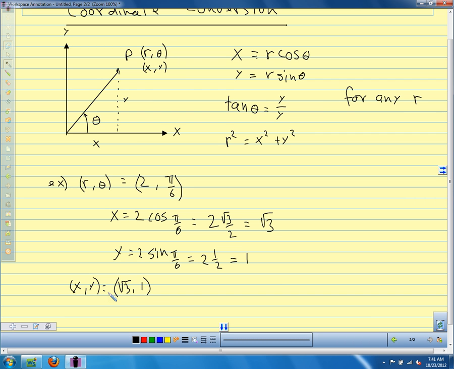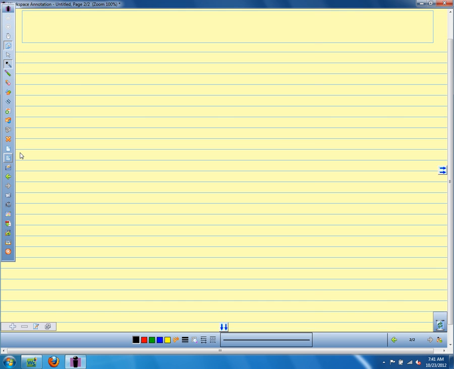Now sometimes when we go the other way, we have to pay attention to some signs. We have to figure out the signs of our coordinates, which give us some information about our quadrants. So let's look at an example of that.